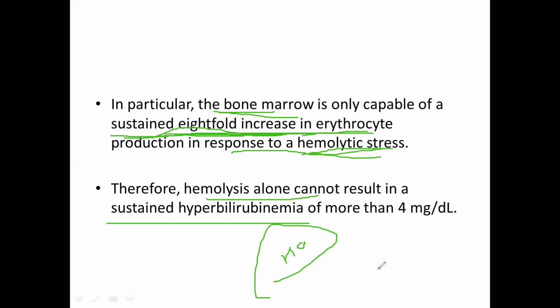So obviously, if one RBC is destroyed, what will happen? Eight new RBCs are produced. So this hemolytic stress is usually covered by erythrocyte production by the bone marrow, and that is the reason sustained hyperbilirubinemia of more than 4 mg per dL is not seen in hemolytic disorders.